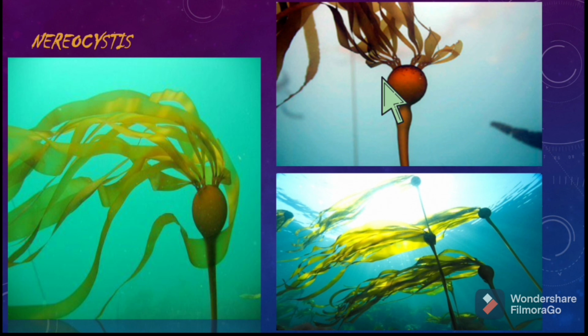So these are the different vegetative structures that can be seen in brown algae, that is Phaeophyceae. In the next video we will discuss the range of reproductive structures in Phaeophyceae.